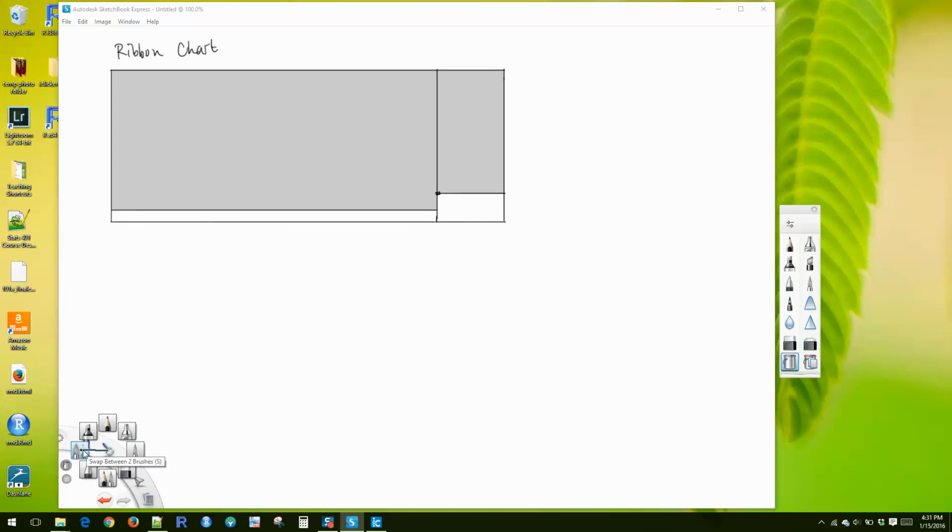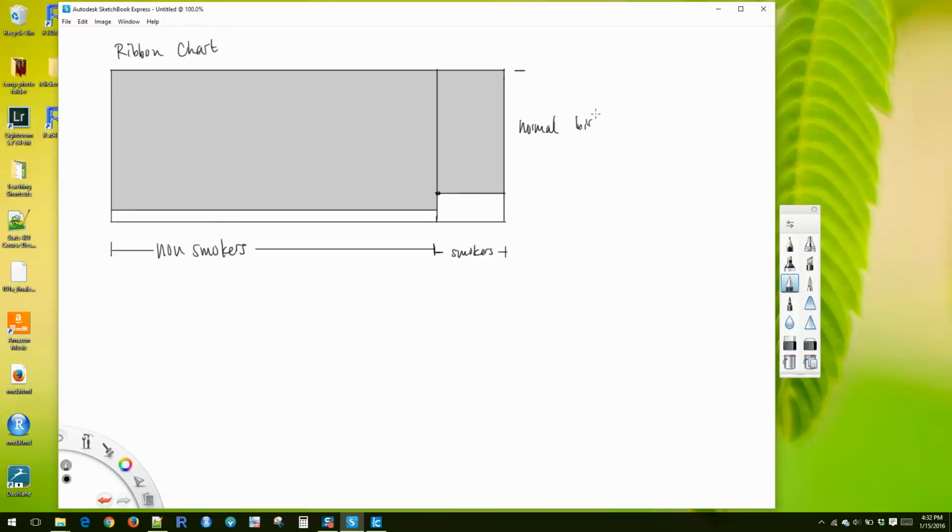Okay, so we got something like this. This was kind of like non-smokers up to here, and smokers over here, right? Something like this. And then this would be normal birth weight, and this would be the low. Something like that, right? Does this look familiar, or am I just talking? Yeah. Okay. All right, so what does this mean?